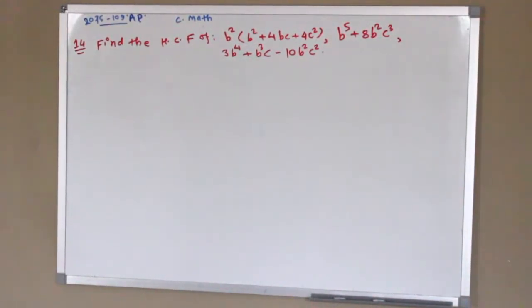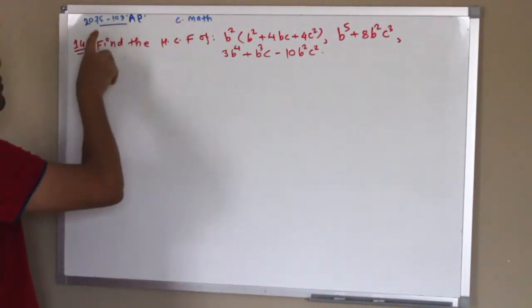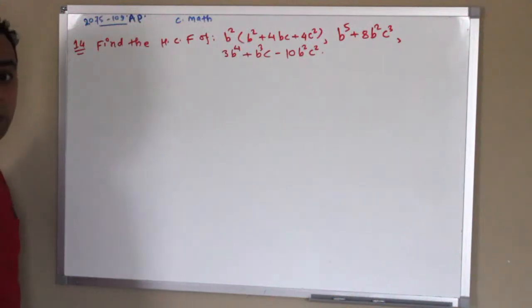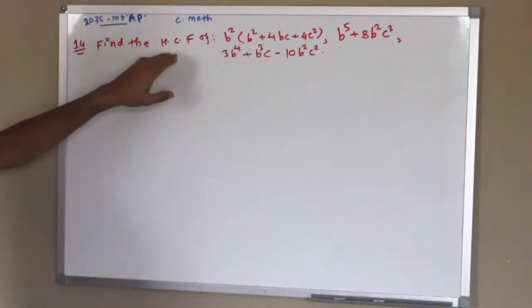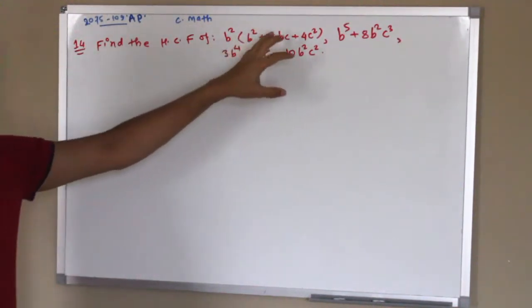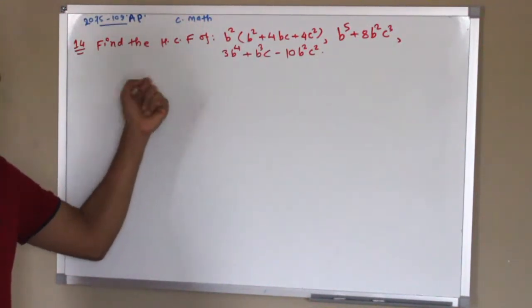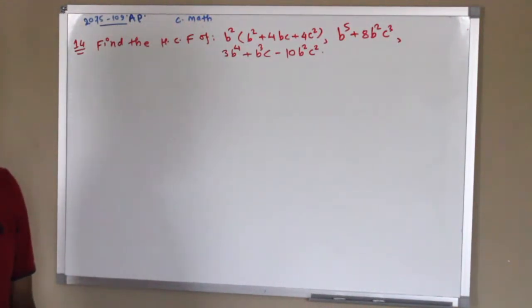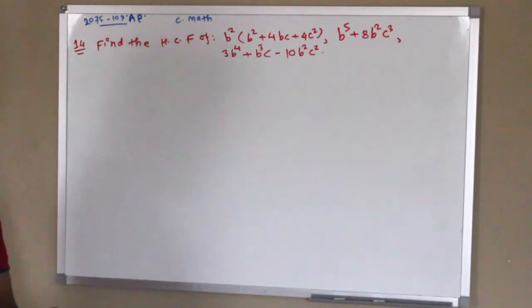Alright, this is question number 14 of C Math, question 6, 2075, 109 AP. Here the question states, find the HCF of these three expressions. We have three expressions. You have to find the HCF, meaning you have to find the common factor, the highest common factor. What is common in all these three expressions?